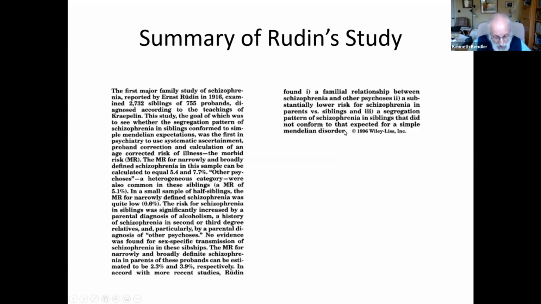Importantly to note, this was not a case-control family study as we might do now. Actually, the purpose of this study was to see whether segregation patterns consistent with simple Mendelian transmission could be found. Rudin did note in this monograph that if there were 2 recessive genes, then 0.25 squared would equal a recurrence rate of 0.0625. He said that might be consistent with the model.